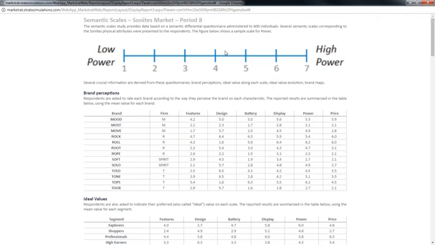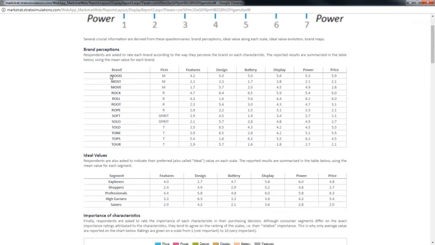Semantic scales are on a scale of 1 to 10, and they ask questions about features, design, battery, display, power, and price on a scale of 1 to 7, with 1 being a low value and 7 being a high value. If you look here, for example, at Mood, it has these semantic perceptions in the marketplace, across all segments. It has nothing to do with the perceptions of the brand by any one segment. It's just overall market-wide, how is Mood viewed.